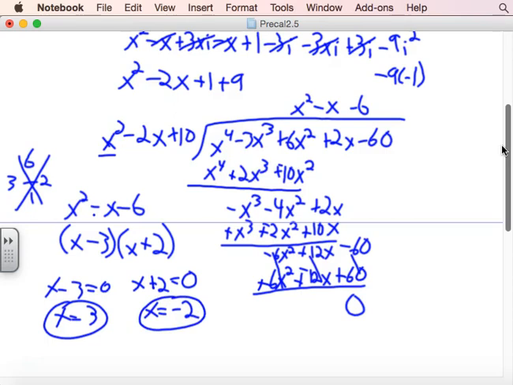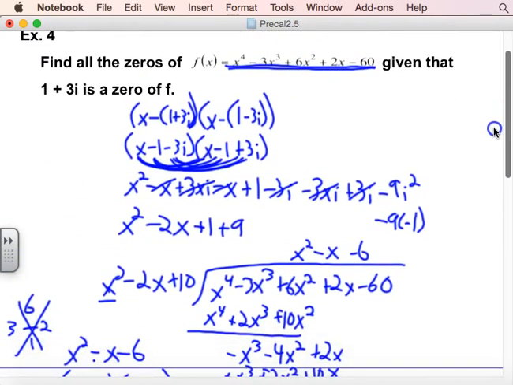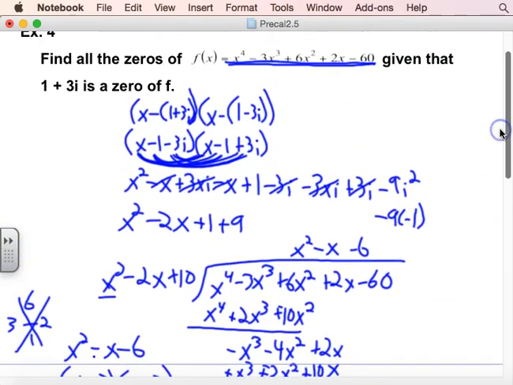All right, so the question said to find all the zeros. Our zeros now we know are 3, negative 2, 1 plus 3i, and 1 minus 3i. All right, that's all of our zeros. So go ahead and pause the video and try the next one, and I'll help you out with it if you need it.